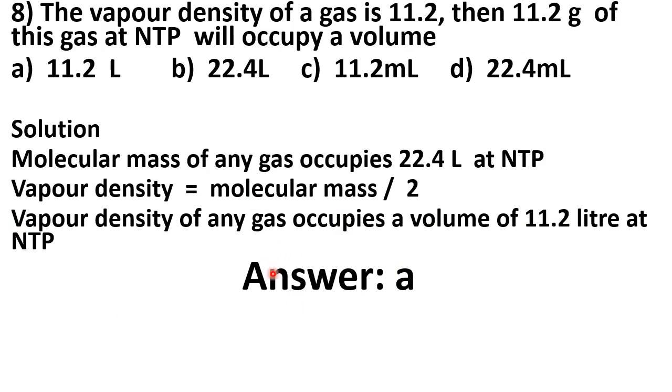So, here the correct option will be option A, that is 11.2 liter, because if you do the molecular mass divided by 2, you will get half of the molecular mass. Therefore, you have to take half of the volume, that is 22.4 divided by 2. So, that is 11.2 liter. Option is A.